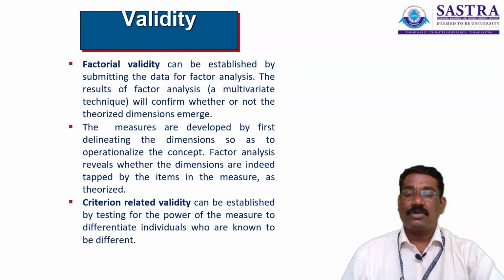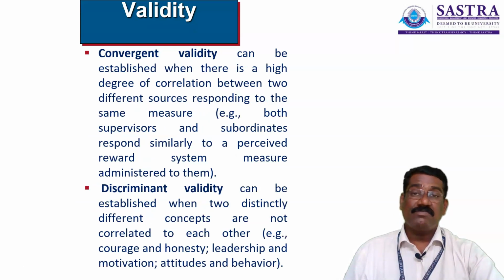And the next one is convergent validity. Convergent validity can be established when there is a high degree of correlation between two different sources responding to the same measure. Let's take the example: both supervisors and subordinates respond similarly to the perceived reward system measure administered to them. So the perceptions of both categories of people, supervisor and subordinate, converge towards the perceived reward system. Then that concept is called convergent validity.